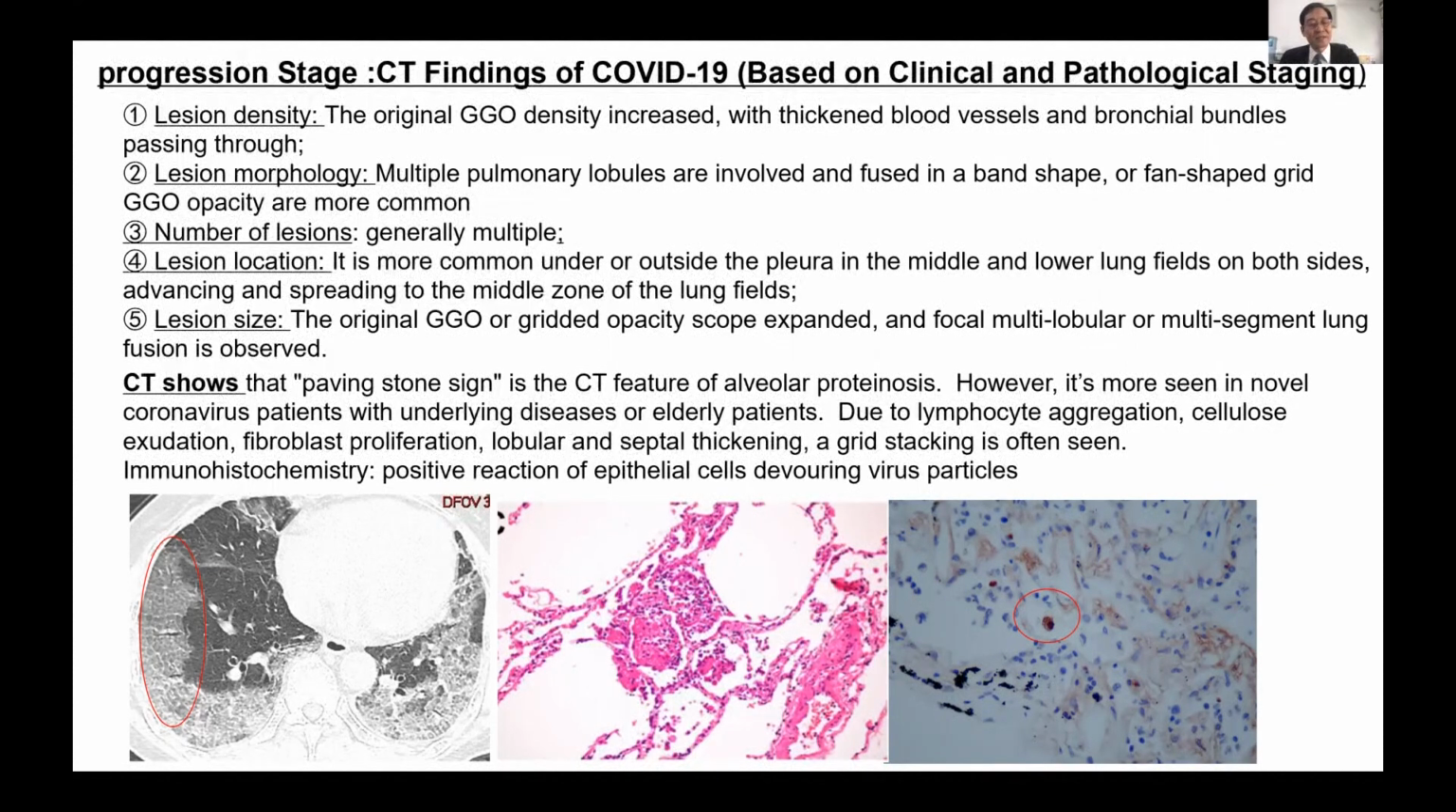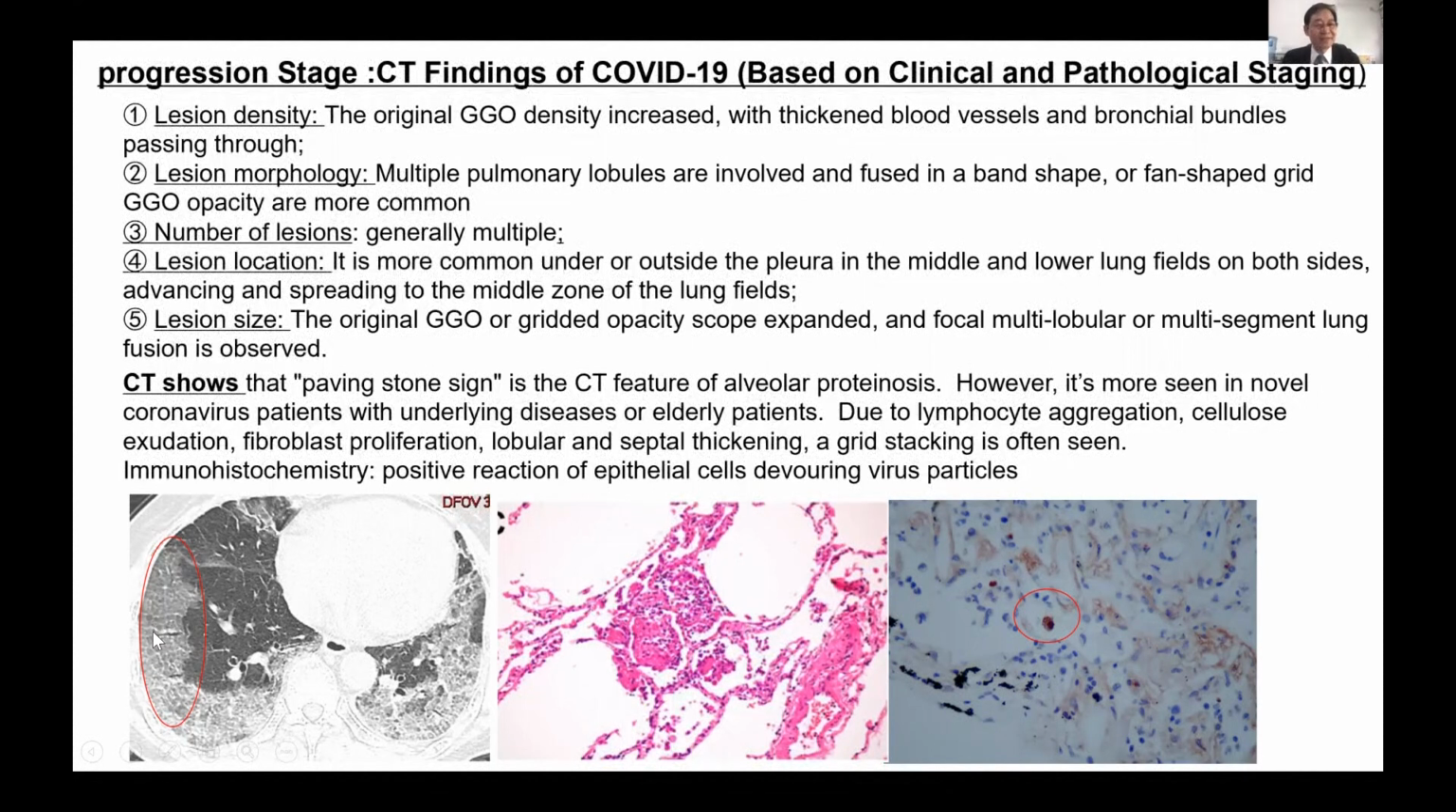Distribution from upper to middle of the lung fields. Lesion changes: the original GGO or grade opacity scope is expanding. Focal multi-lobular or multi-segmental lung fusion is opposite.